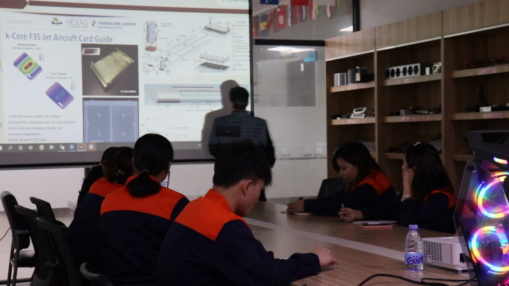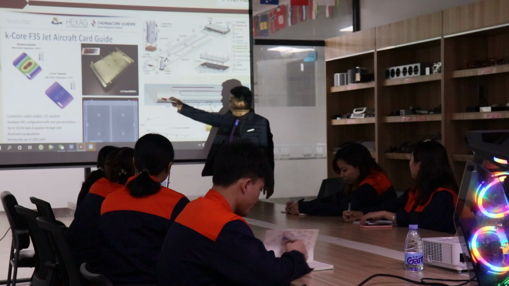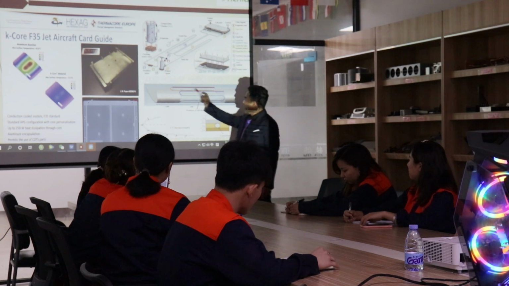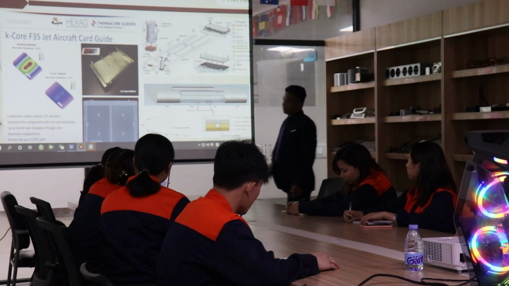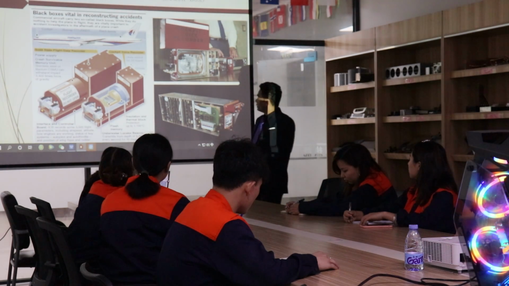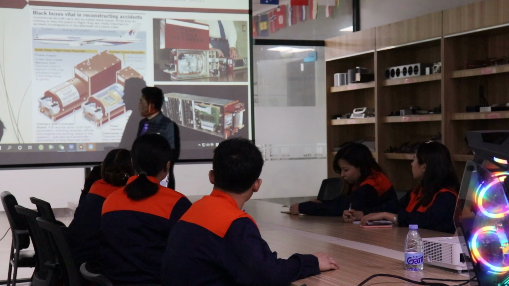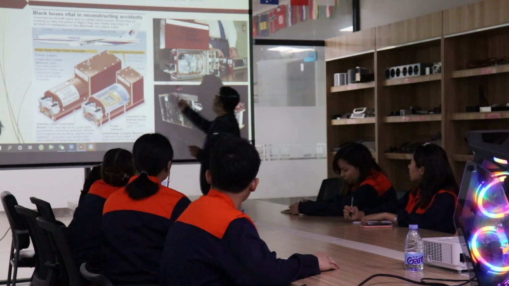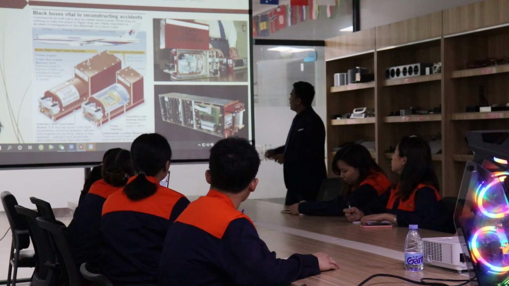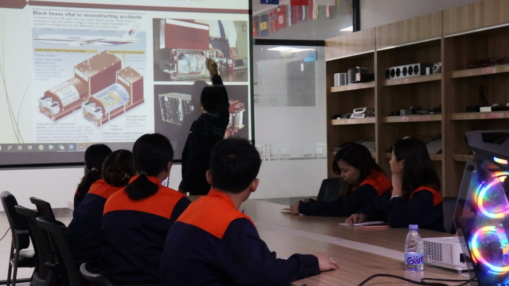So this is the aircraft wing. The aircraft wing also uses heat pipe, copper. And next. This aircraft has a black box. We know it as the flight data recorder. The flight data recorder, the black box, is here, using heat pipe.